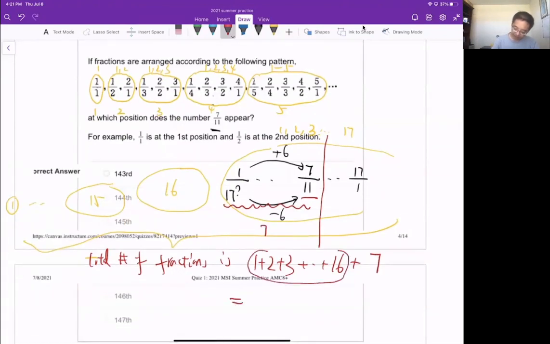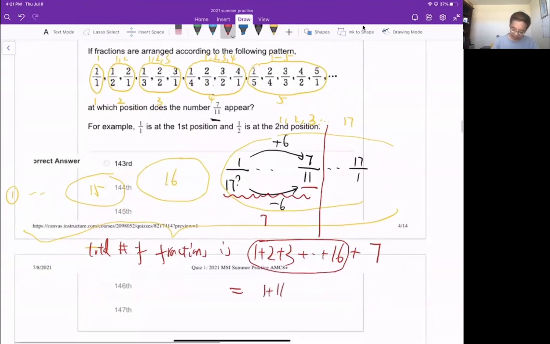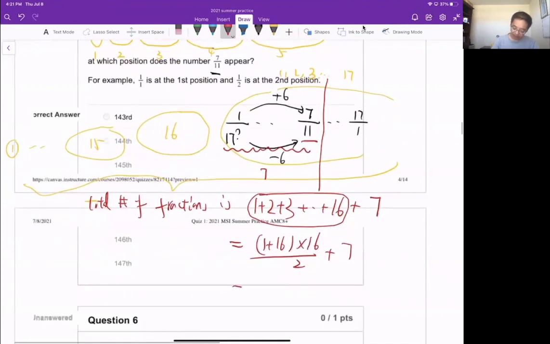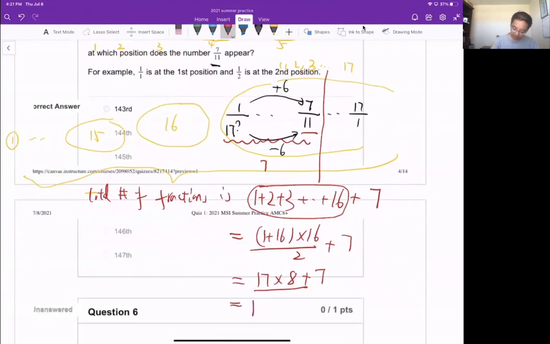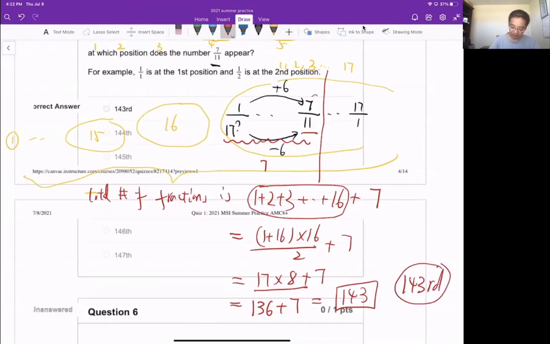The way we calculate 1 plus 3 plus up to 16, we just apply the Gauss formula. It's (1 plus 16), the last one, multiplied by 16 divided by 2, and plus 7. Which is 17 times 8, and plus 7, and this one is 136, and plus 7, and that's 143. Right? Okay, so 7 over 11 is in the 143rd position. That's the position of this number, 7 over 11.